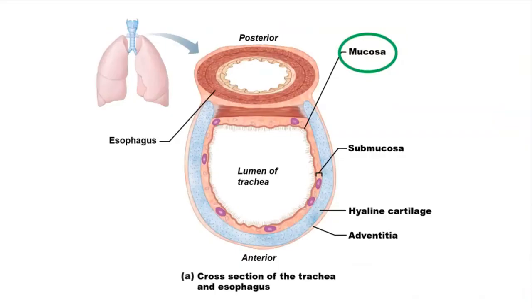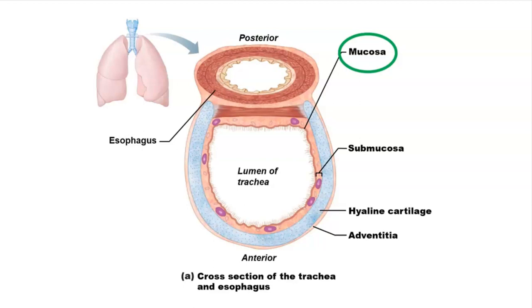The trachea internally is composed primarily of C-shaped rings of hyaline cartilage lined with epithelia and connective tissues. So we see that there are 4 layers to the wall of the trachea. We have the mucosa, the submucosa, the hyaline cartilage, and the adventitia. So the mucosa lines the lumen of the trachea. That is, the lumen is where the air would be flowing into and out of the lungs during breathing.